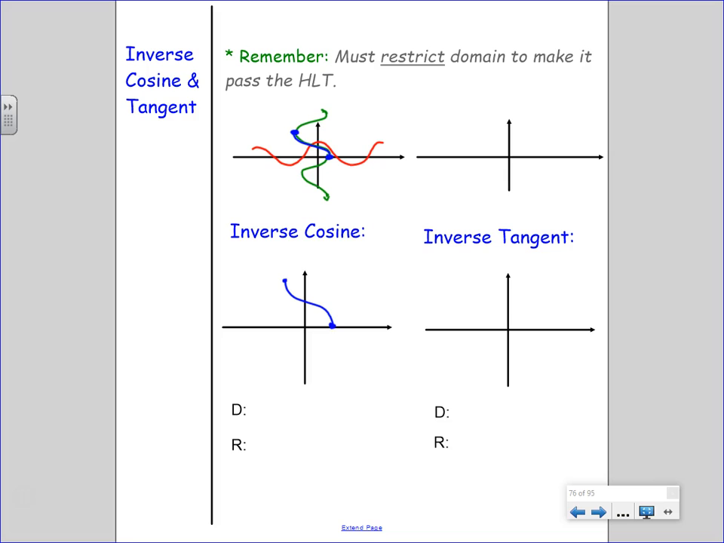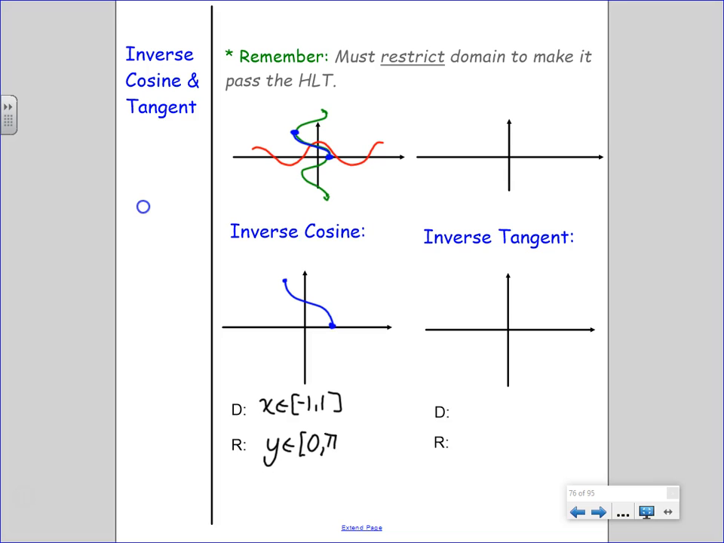He's still going to only be able to take in values between negative 1 and 1, for the same reason that sine inverse couldn't take anything greater than 1 or less than negative 1. It's impossible if you think of geometry. If sine is opposite over hypotenuse, the hypotenuse has to be the biggest side, the biggest number. The denominator is always biggest, or at most equal to.